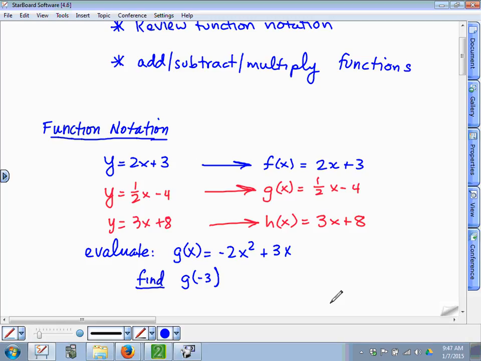You remember what that even means? What does it mean? Yeah. Exactly. Plug in, yep, exactly. Plug in a negative 3 for all the x's. Pretty easy. That's called evaluating a function.